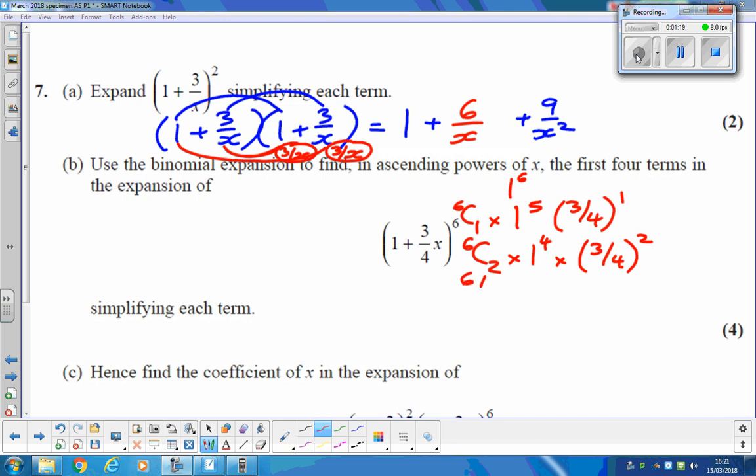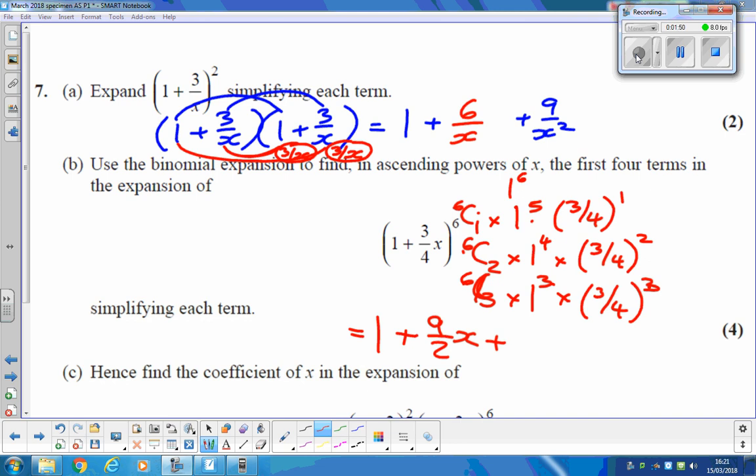It did ask for another one as well, so we've got to do 6 choose 3 times 1 cubed and 3/x cubed as well. Notice the 3 add the 3 makes the 6 each time. So tidying each of that a bit up, we've now got 1, and just typing this into our calculator, I've got 6 times 1 times 3/x, and I call 6 times 3 is 9 over 2.